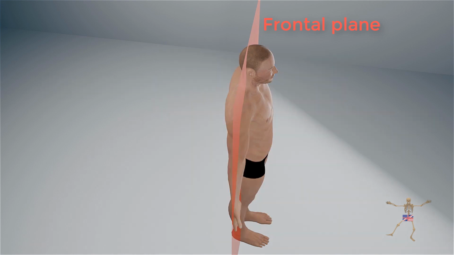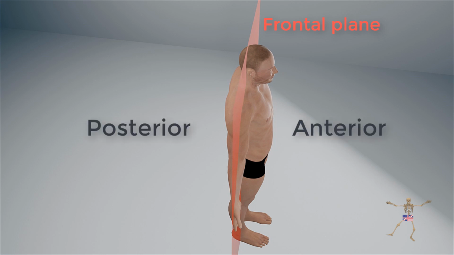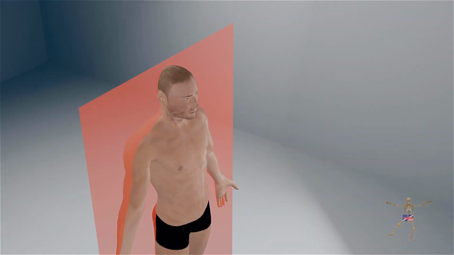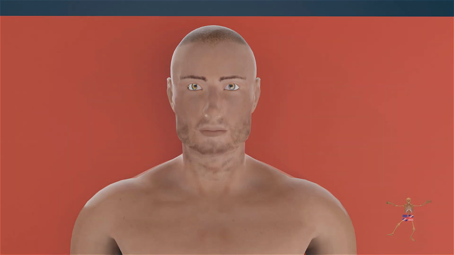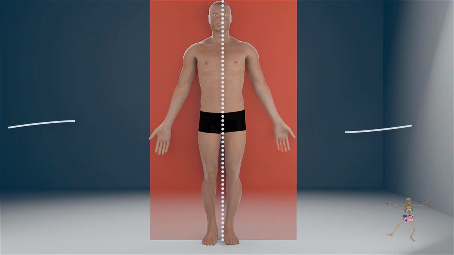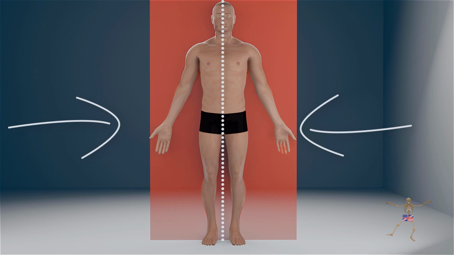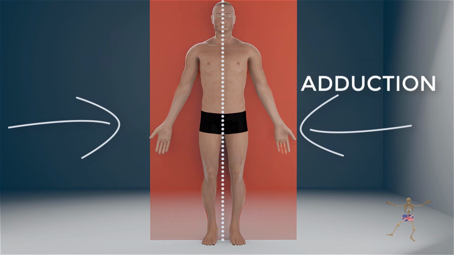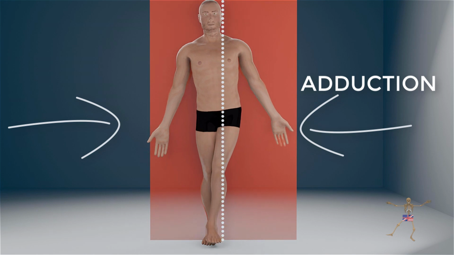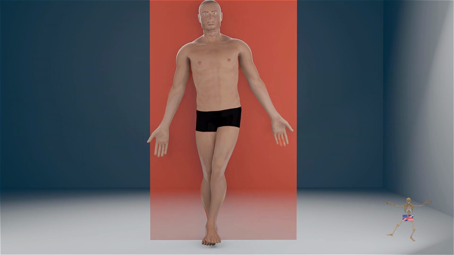Let's go to the frontal plane. It divides the body into anterior half and posterior half. It is the plane in which the visible movements of the face are made. A movement in the frontal plane that moves a region of the body towards the midline of the trunk is called adduction. For example, hip adduction. You see how the hip joint brings the leg inwards towards the midline of the trunk.